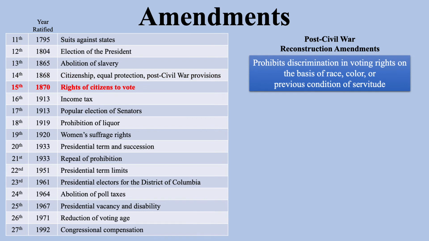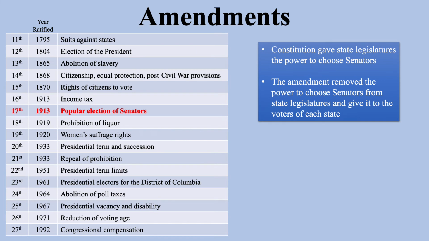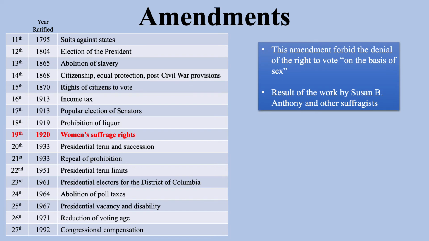The 15th Amendment was designed to protect the rights of African Americans to vote. The 16th Amendment gave Congress the power to enact a nationwide income tax. The 17th Amendment removed the power to choose congressional senators from state legislatures and gave it to the voters of each state. The 18th Amendment banned consumption of liquor throughout the United States. The 19th Amendment uniformly gave women the long overdue right to vote.